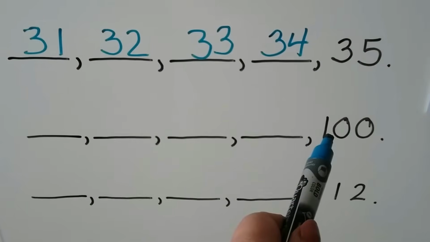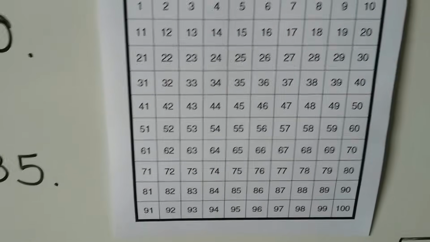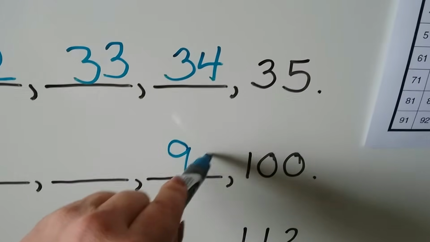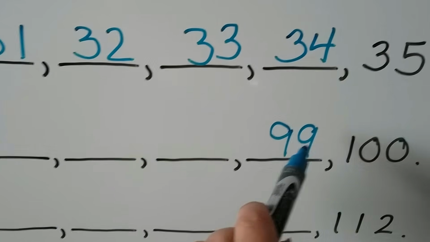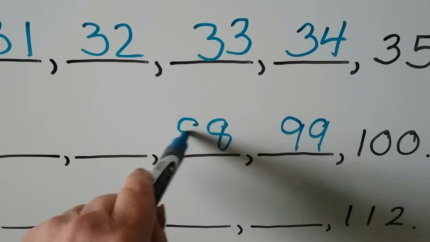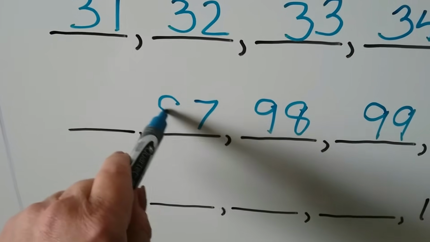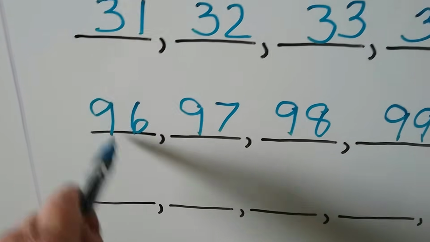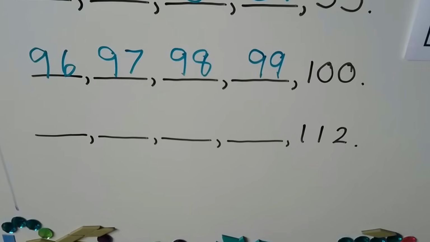Now here we have 100, and the number that comes right in front of the 100, we look at our 100 chart, we find the 100, here it is. The number right in front of it is a 99. So we could put the 99 here, and we'll just keep counting back. The ones place is going to go down by 1, so that 9 is going to be an 8. So now we have 98. The ones place is going to go down by 1 again, so it's going to be a 7. So we have 97. It's going to go down by 1 again, so we're going to have a 6. So we have 96. We have 96, 97, 98, 99, 100.